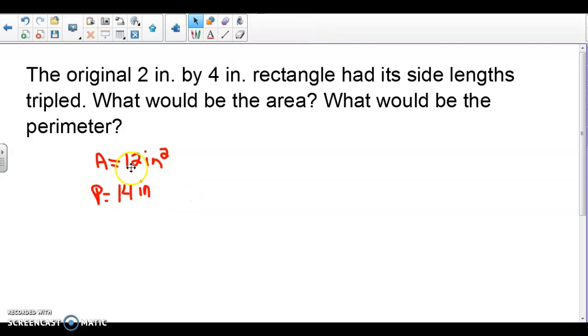So this was the area and perimeter of the original rectangle. So if we had its side lengths tripled, well, perimeter is a one-dimensional measurement. So if the side lengths were tripled, it means that the perimeter is going to be tripled. So if you multiply 14 times 3, well, 14 times 2 would be 28. 28 plus 14 would be 42. So you'd have 42 inches.